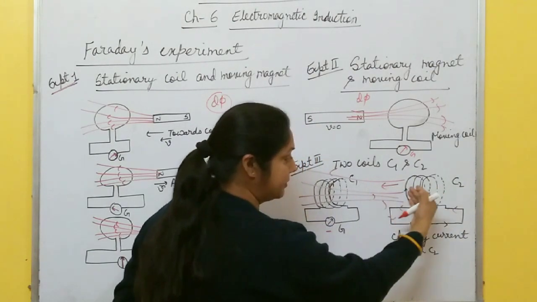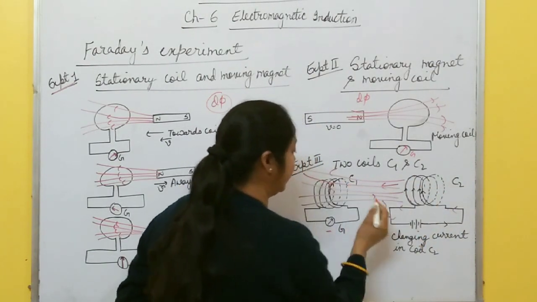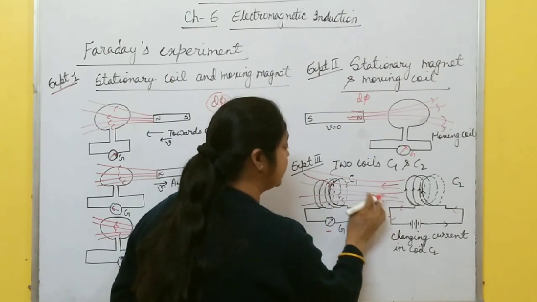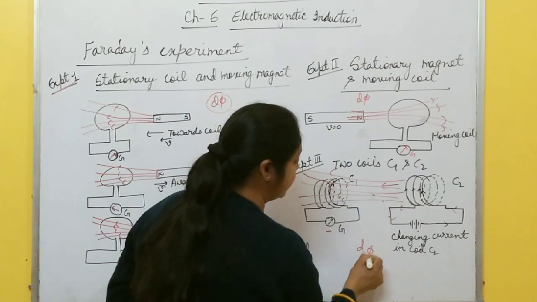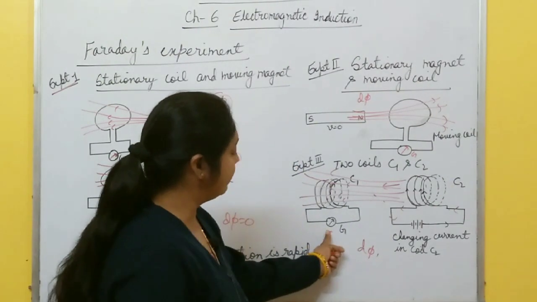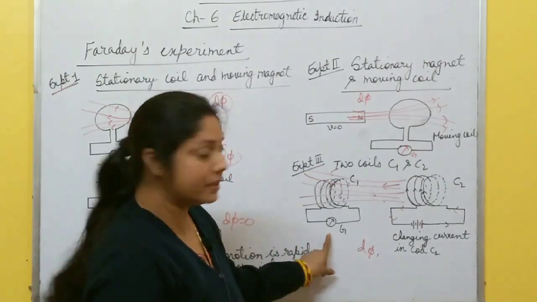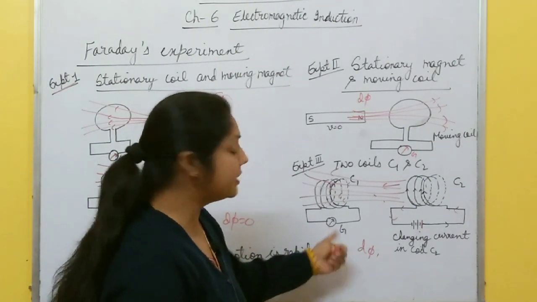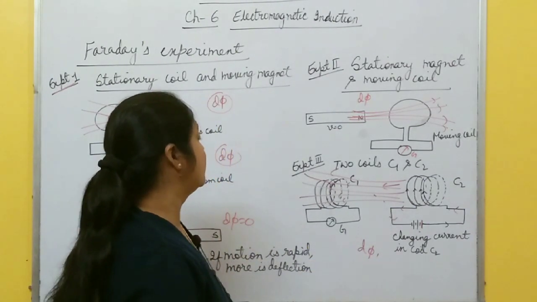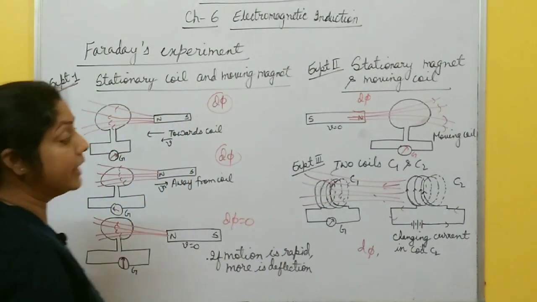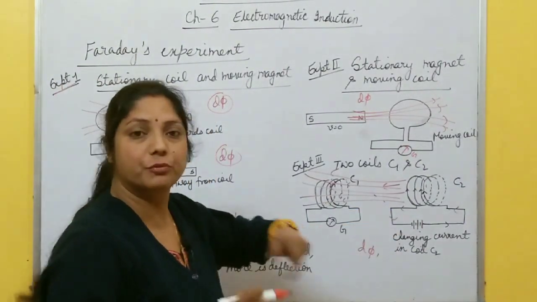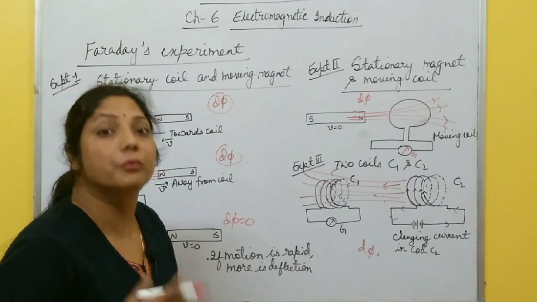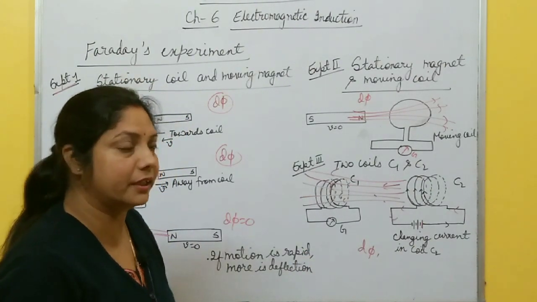And if it comes closer to this coil, again the field lines are changing, right? Due to this change in field lines, flux is changing, and if flux changes, the galvanometer in the neighboring coil, the C1 coil, shows deflection. It means some current is induced in this coil. And if the motion is rapid, the galvanometer also shows more deflection. More deflection means more current.